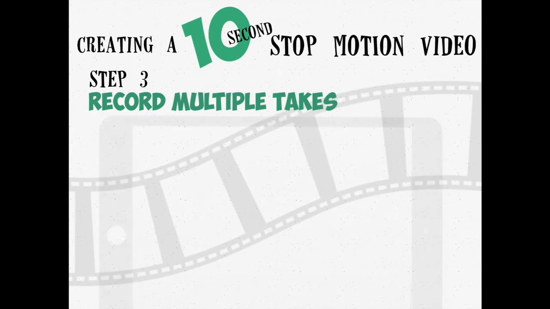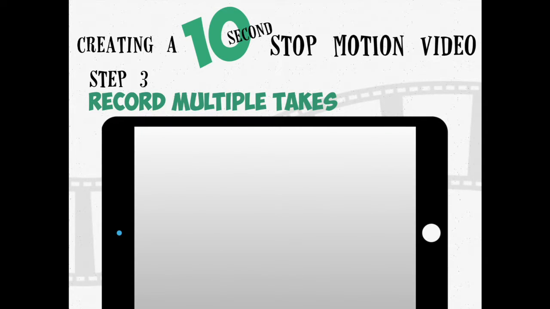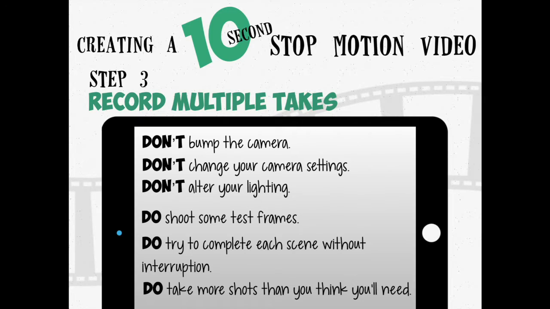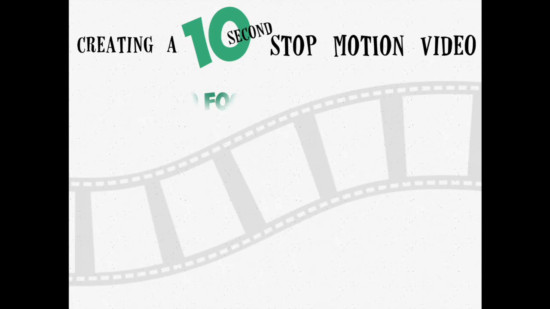Step 3, you want to record multiple takes. When recording stop motion in particular, you want to make sure that you don't bump the camera, you don't change your camera settings, and you don't alter your lighting. It's important to use a tripod or a stand. You want to keep your iPad or your device very still and steady. You do want to shoot some test frames. You do want to try to complete each scene without interruption, and you do want to probably take more shots than you think you'll need.